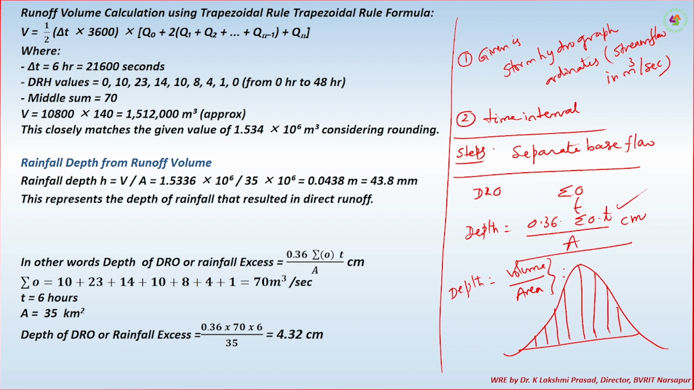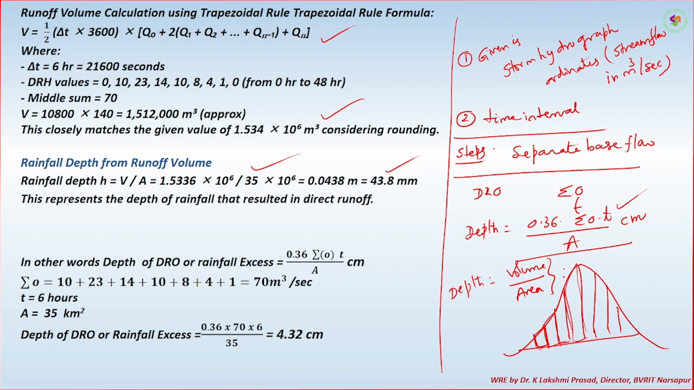The second method is, if you take each one, this is a trapezoid, this is a trapezoid, this is a trapezoid. Each one is a trapezoid. Use the trapezoidal formula for the volume and then get the volume. So this is what I have done. And this volume divided by area I have put it. Then I got the answer.